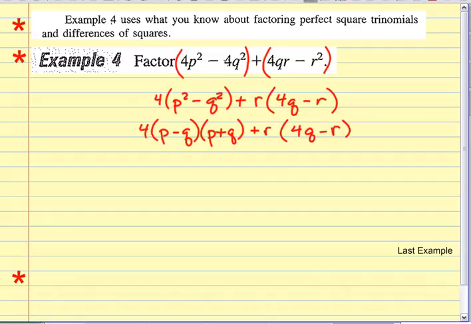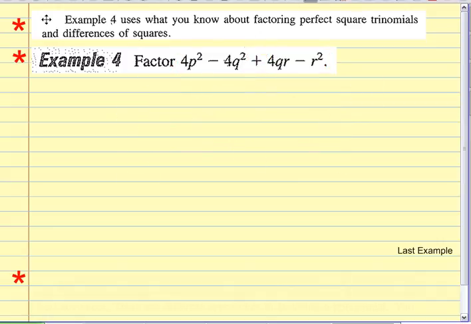Is there anything I can pull out from these 2 terms? Do they have anything in common? Do they? They don't. No. There is no q. There's a 4q minus r, but there's not a q in both of these. All right. If at first you don't succeed, start over. Let's regroup these things.